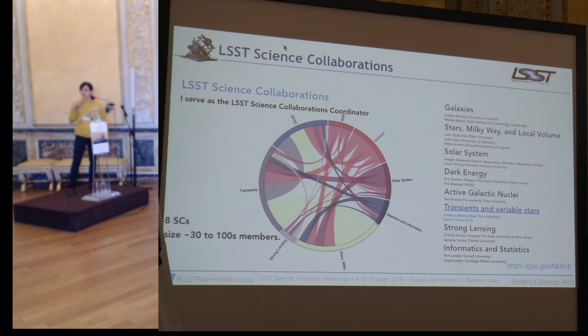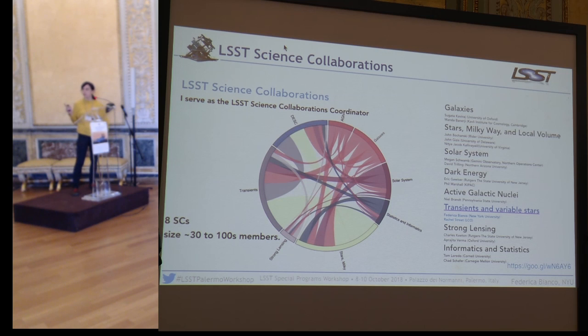I like to show these slides that are chord diagrams of the science collaborations, and I'll show you one for TVS. Each arc represents the respective size of the science collaboration, and the chords that go from one arc to the other represent shared membership, so members that are members of more than one collaboration.